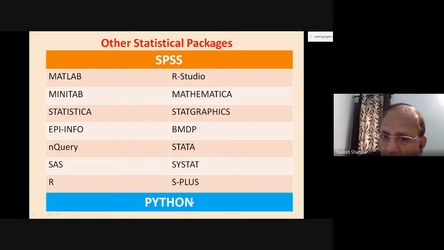People are focusing on Python. I have also started learning Python now. And if you have a good hand on Python, you don't need to learn any one of these actually, but it requires a lot of programming skills and other skills to learn Python.